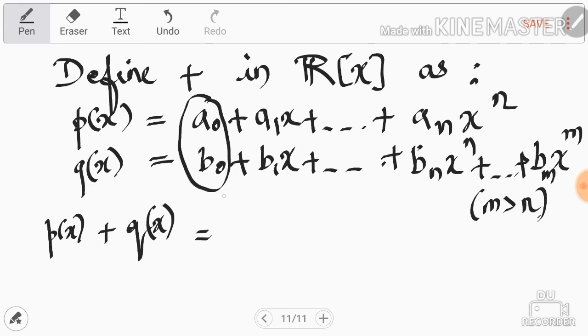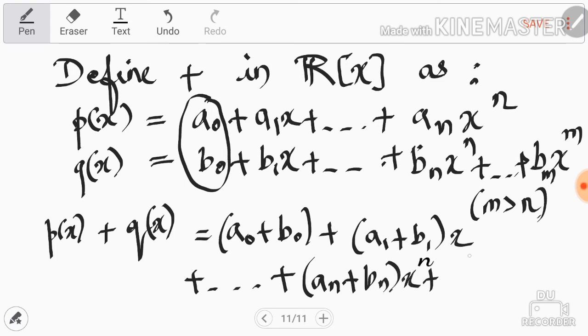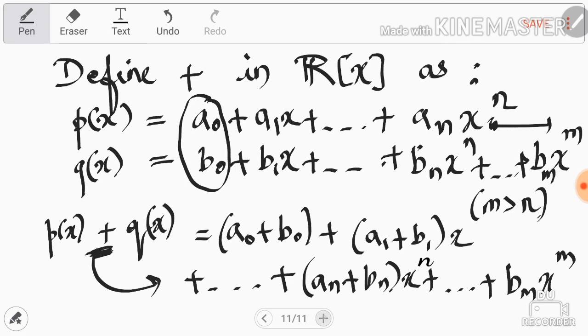So what we will do is we will simply collect the coefficients attached to these variables with the same degree. So you can have (a0 plus b0) plus (a1 plus b1)x plus (an plus bn)x plus, now you don't have any an terms left here, so what we will do is we simply have the bm terms. This is how you add two polynomials. So the vector addition here will mean this.